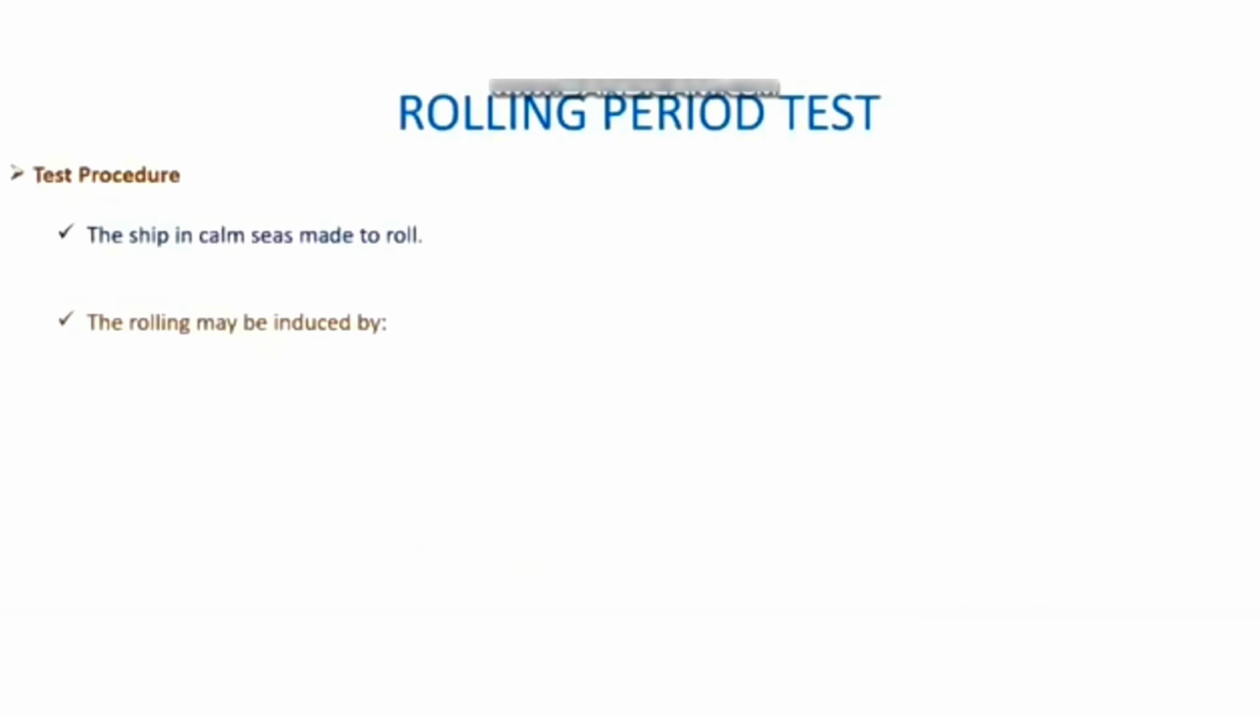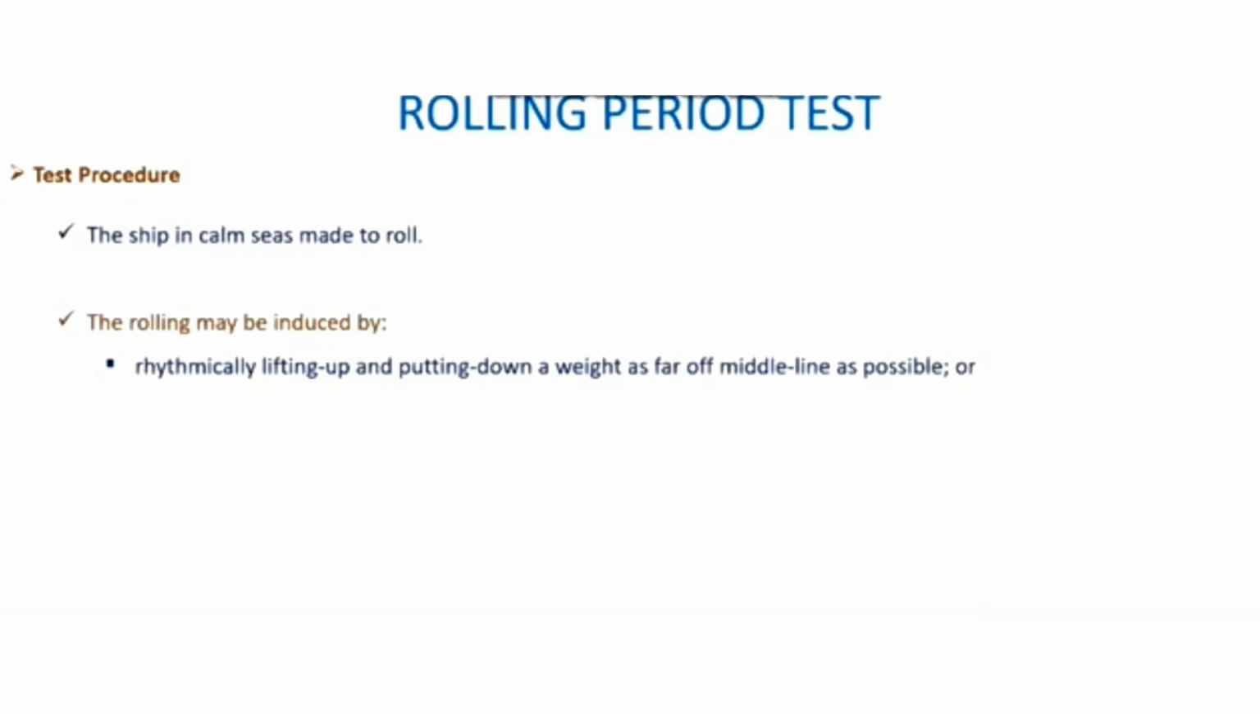This is what he was trying to say a while back. Rhythmically lifting up and putting down of a weight as far off the midline as possible. Basically, you have to induce rolling. How you induce rolling, you are the best person on board. You can take a call on your ship how the rolling can be induced. Pulling on the mast with rope, that's what he was saying, running left and right in unison. These were because you're talking of small ships. When you're saying 80 meters, this can also be used for a ship which is 40 meters. So small ships can be made to roll like this.